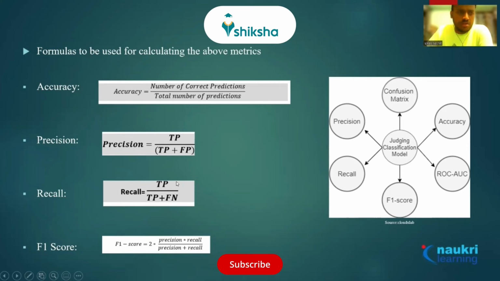So why are all these many formulas required? Since it is a classification problem, it depends on the problem statement whether accuracy is important or whether precision is important. For example, in medical healthcare, precision is important, because accuracy is not the only criterion. Based on precision, we can judge it.